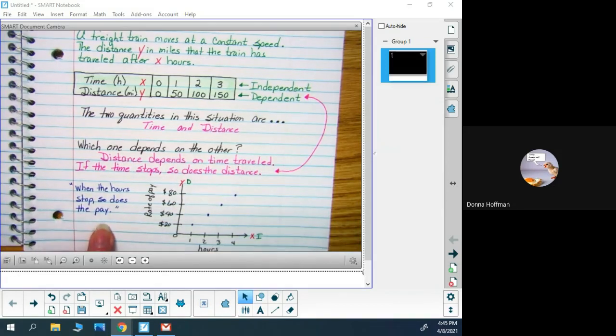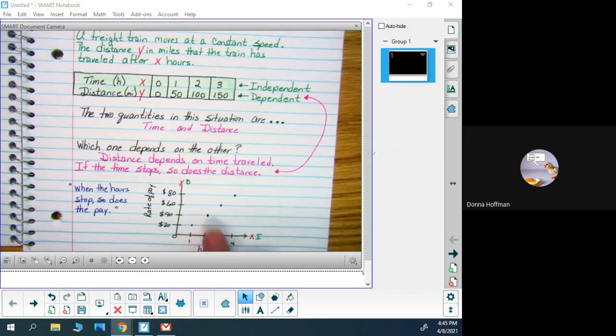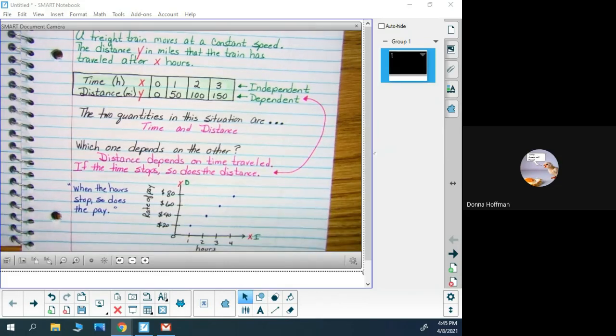Down here is an example of rate of pay. When the hours stop, so does the pay. So if you started at 0, 0, if you worked 0 hours, guess what? You get 0 pay. But if you work 1 hour, you get $20. Work 2 hours, $40. 3 hours, you would get $60. If you worked for 4 hours, you would get $80. If you stopped work, then you stop right there at $80. You don't get any more, right? So your independent would be the hours worked, and your dependent would be your rate of pay, because your rate of pay depends on how many hours you work, okay?